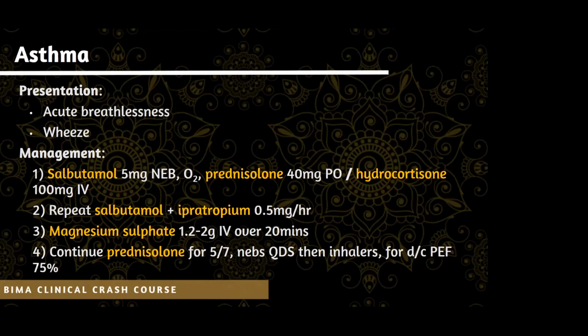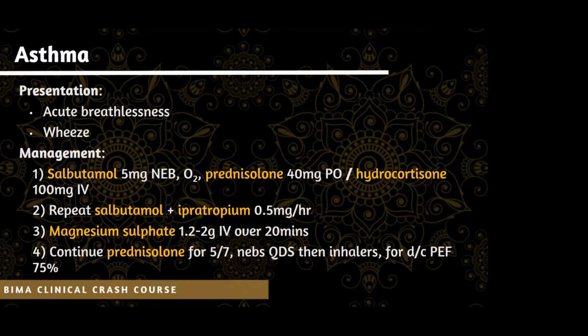If the asthma is really severe, or you're unable, or you're unsure that oral steroids are the way to go, you can always give hydrocortisone instead of prednisolone. You'd go with 100 milligrams IV. You do both of these stat, and then it's once daily after that.